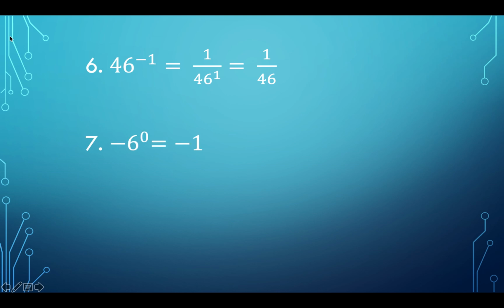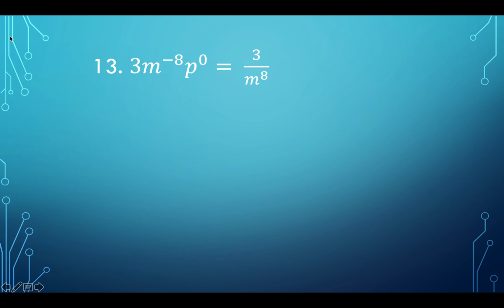Number 7, you guys had negative 6 to the 0 power. Well, any number to the 0 power is 1, and because there's a negative right there, it becomes negative 1. And in number 9, you have 1 over 8 to the 0 power. Any number to the 0 power is 1, so 8 to the 0 is 1, so you have 1 over 1, and 1 over 1 simplifies down to 1.